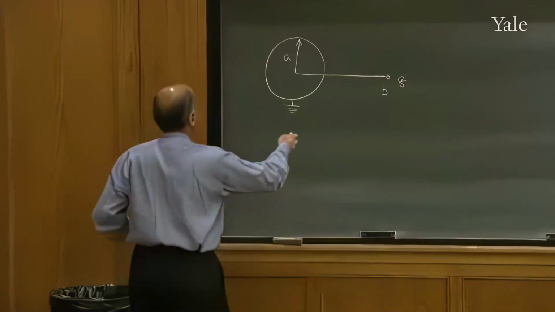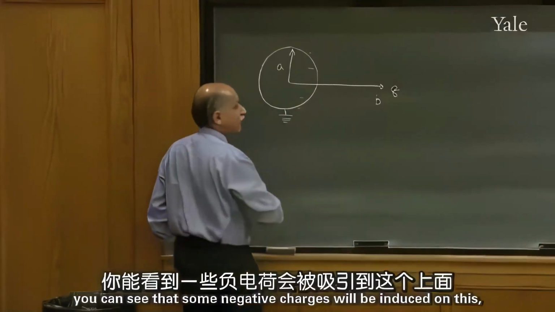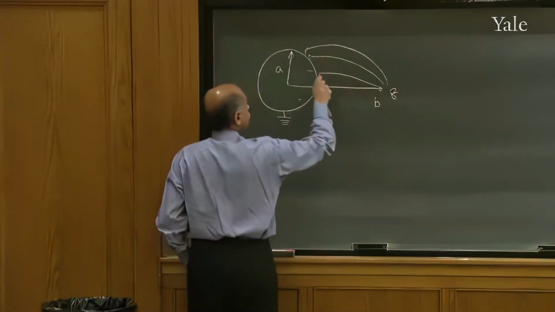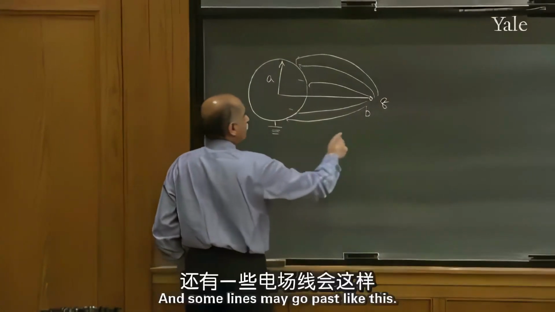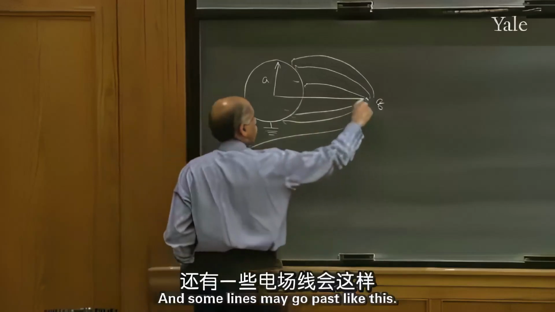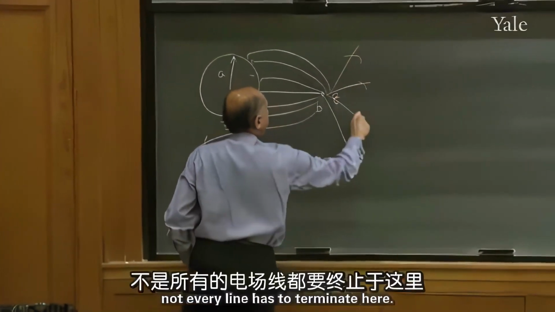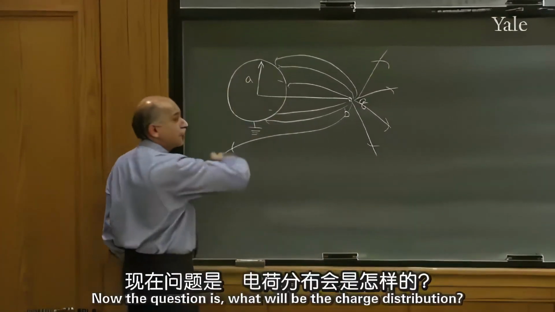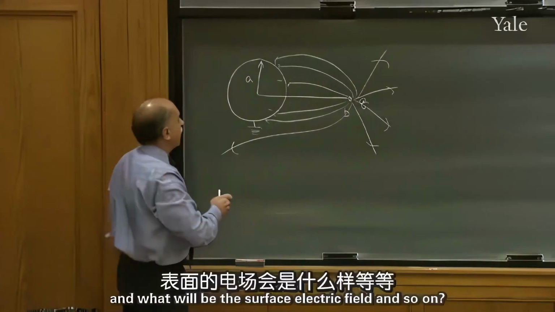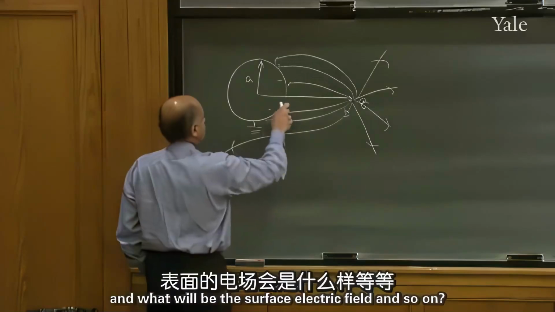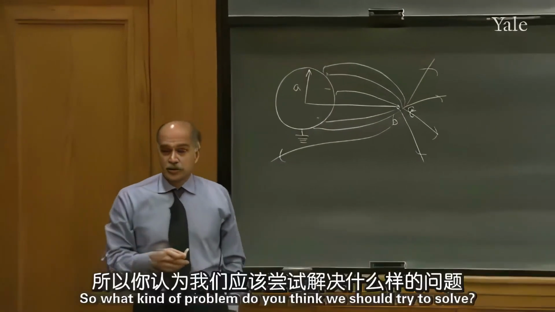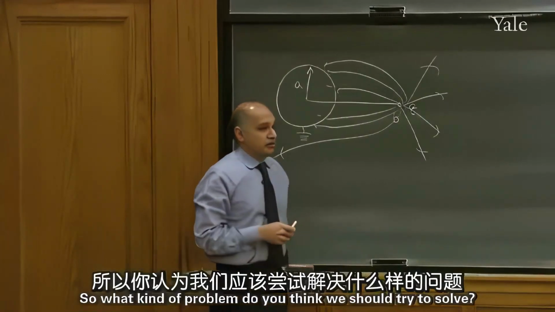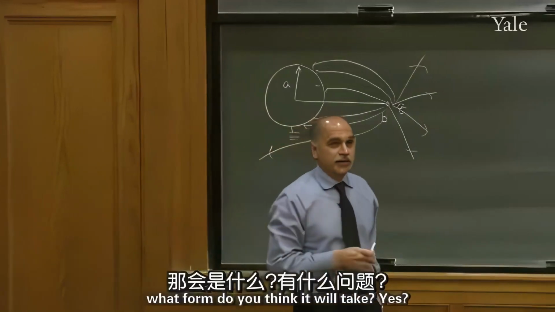You come around from infinity, you can see that some negative charges will be induced on this, and some lines will come here. And some lines may go past, like that. Because it's a finite sphere, not every line has to terminate here. Now the question is, what will be the charge distribution? How will it arrange itself? And what will be the surface electric field and so on? That's what you want to calculate. So what kind of problem do you think we should try to solve? If it had an easy solution, what form do you think it will take?